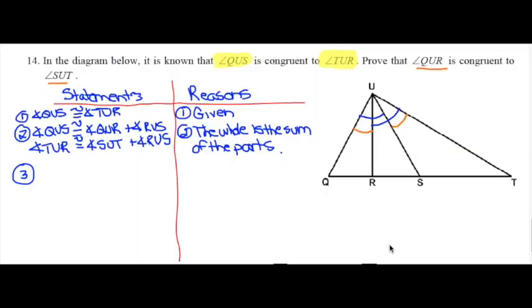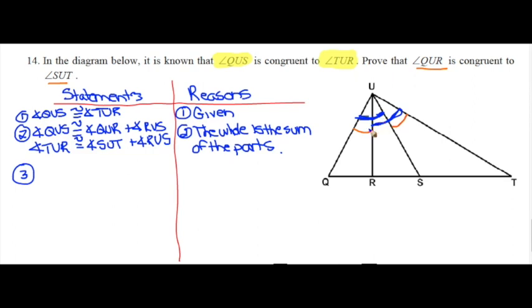Continuing on with problem 14, we have a diagram here. It has a lot of letters in it, so I prepared this proof beforehand, as I'll do with the other ones in this review. In the diagram below, it is known that angle QUS, here it is, is congruent to angle TUR, which is right here. So we have two angles that are the same, and I'm noticing right here in the middle, they both have a piece that is in common to both of them.